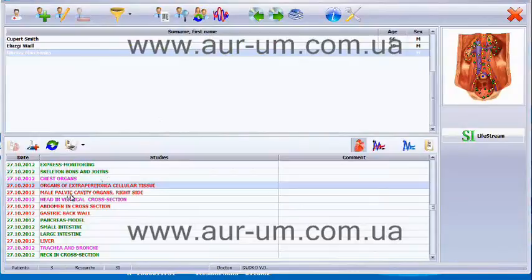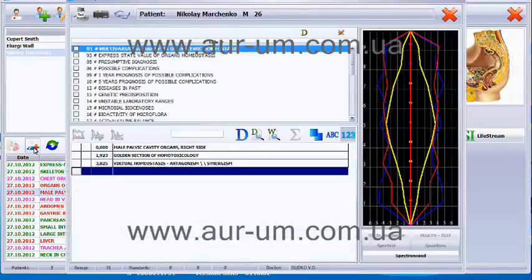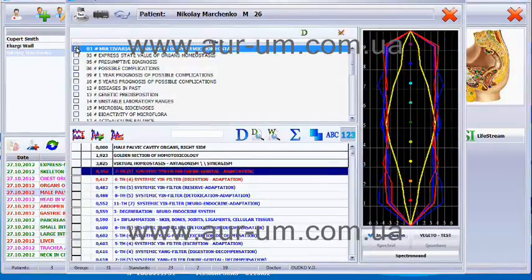The next system is male pelvic cavity organs from the right side. We check the first group to see where the problem is coming from. We see that the main problem, the main cause, lies in the 7th filter. Again, urogenital system, and there is inflammation going on there. This is our system, though, that means that the problem originates in this very system, so we would most probably have to concentrate upon it.